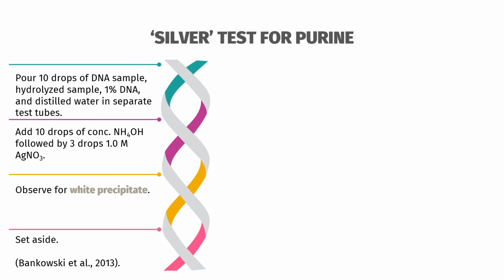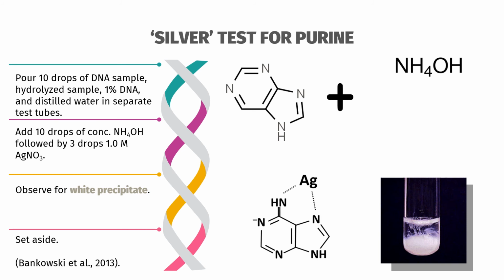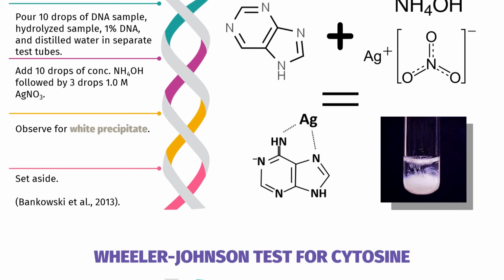Next is the silver test for purines. This involves the formation of a purine-silver complex which shows up as a white precipitate in the test tube. To the hydrolyzed and unhydrolyzed samples and to the controls, we add 10 drops of concentrated ammonium hydroxide. This is for mediating the base-catalyzed hydrolysis of the glycosidic bonds between the purines and deoxyribose. For the hydrolyzed sample though, this is just an extra measure. After that, 1.0 molar silver nitrate is added, and expect white precipitate for all except the negative control.